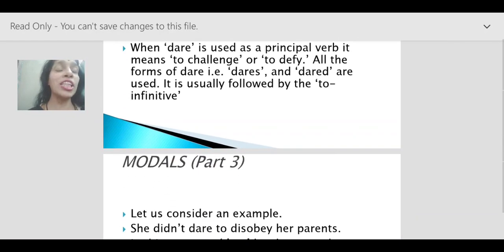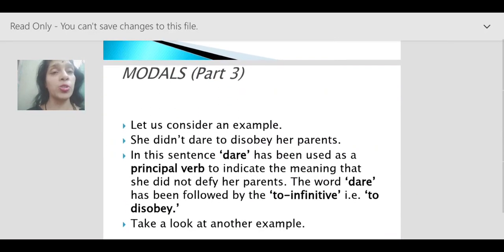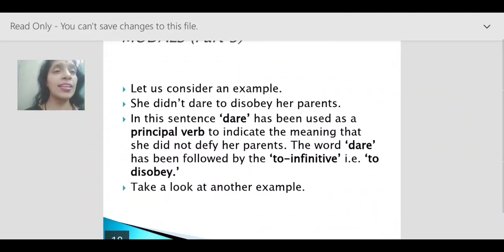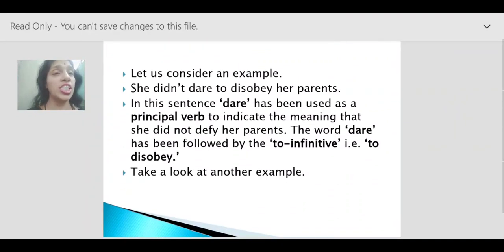Let's see infinitives in a separate session, students. Let us consider an example. She needn't dare to disobey her parents. In this sentence, dare has been used as a principal verb to indicate the meaning that she did not defy her parents. The word dare has been followed by the to infinitive, that is to disobey.